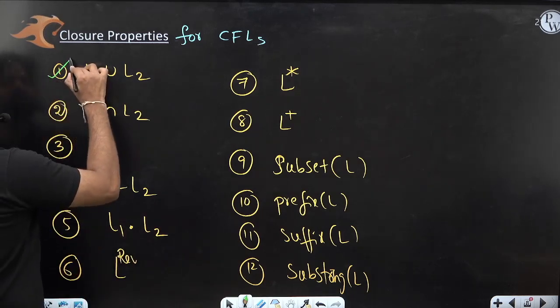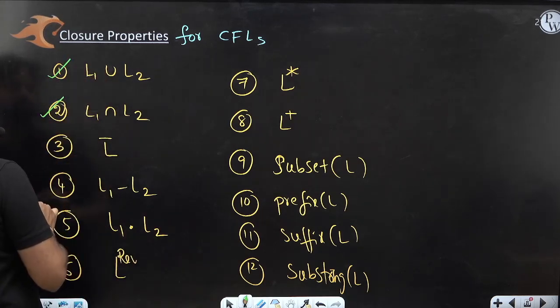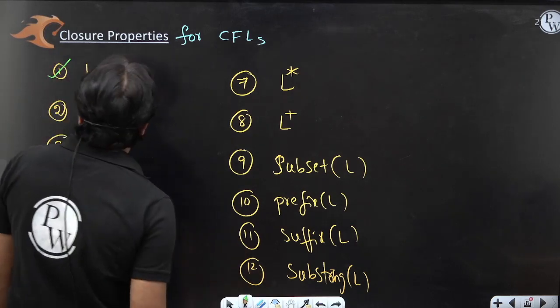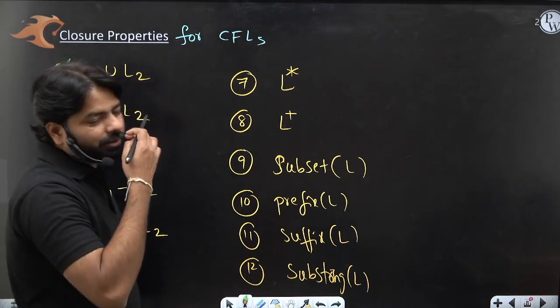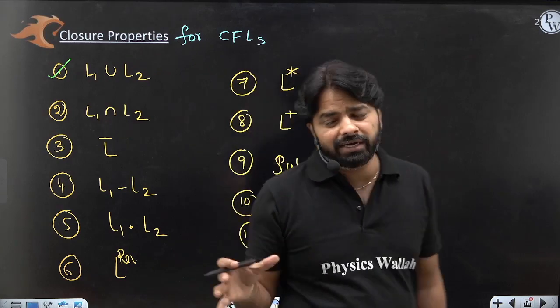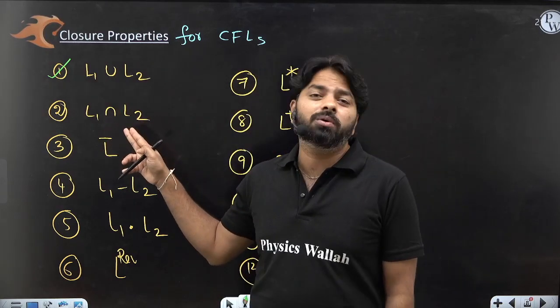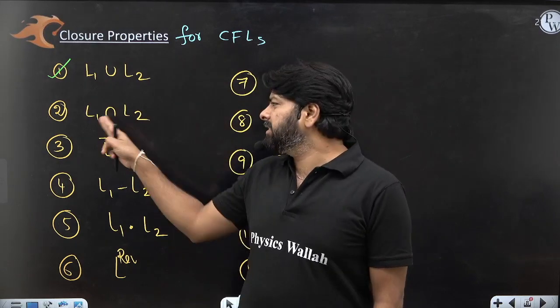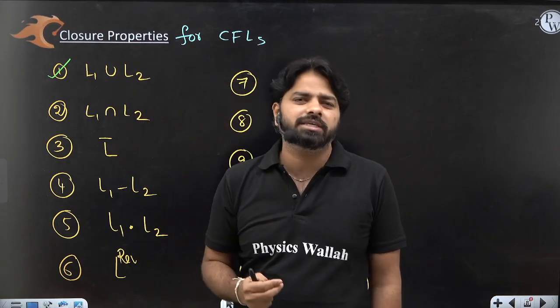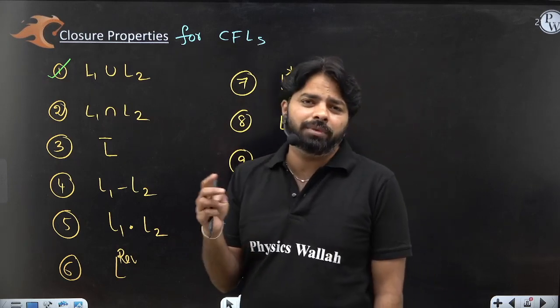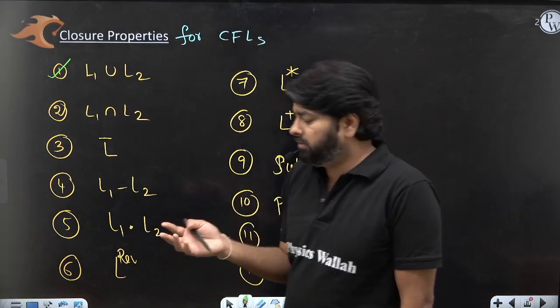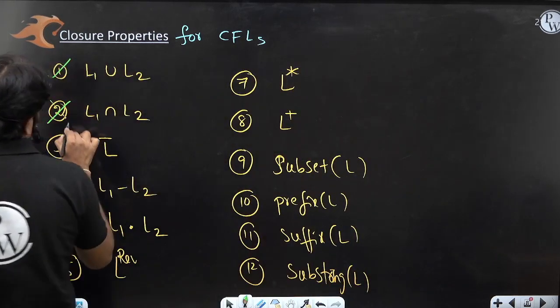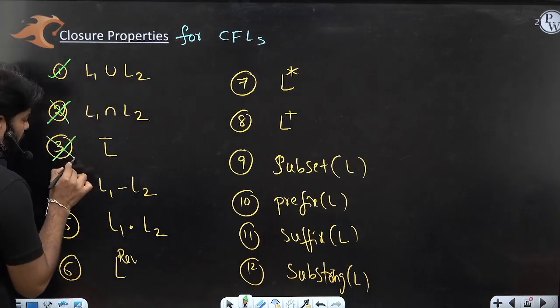So 1 is closed, 2 is closed. Oh, sorry, 2 is not closed. Intersection, the same example you can take which you have taken in DCFLs, right? DCFL intersection DCFL, you got a CSL. The same example you take, every DCFL is a CFL, right? CFL intersection CFL, you get also CSL all the time. But sometimes it may be CFL, may not be CFL. Okay, so this is not closed. And complement is also not closed.